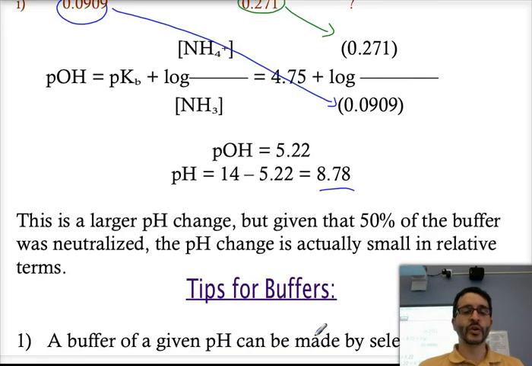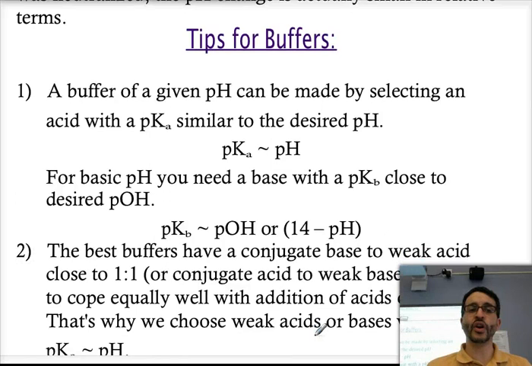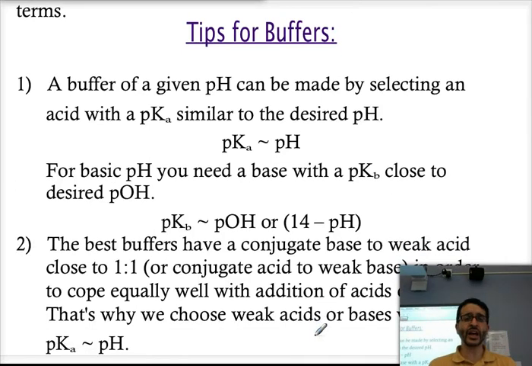So here are a couple of tips when you're looking at buffers and making buffers. If you are asked to make a buffer, you want to have a buffer that has a pH near the pKa for the pH that you want. So you want the acid with which you're making the buffer to have a pKa similar to the pH that you need for that buffer. Or if you're doing it for a base, you want the pKb close to the pOH for the buffer that you want.